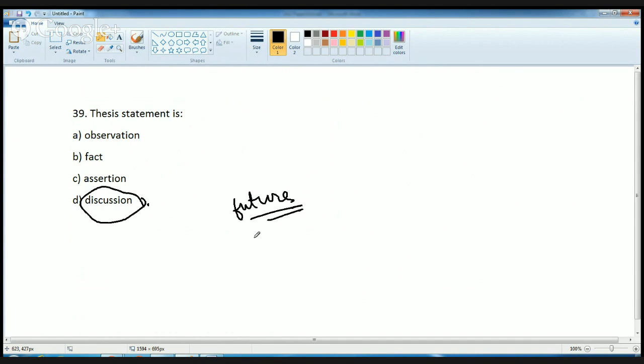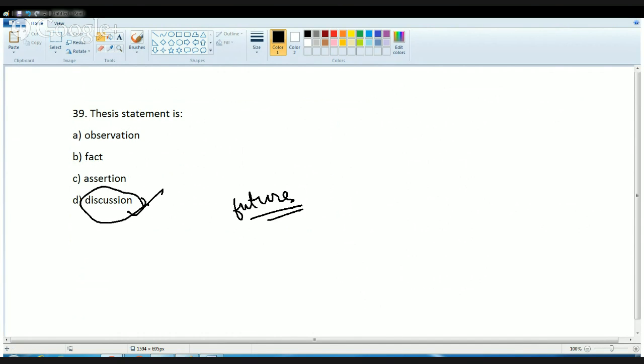If something is already proved, for example, if I say an apple falls due to gravity, this is a fact, or I can say this is a positive statement or an assertion. In these cases, I cannot do a thesis, because this has already been proven as a fact or an assertion. So a thesis statement can only be made where there are discussions or where there is scope for a discussion.